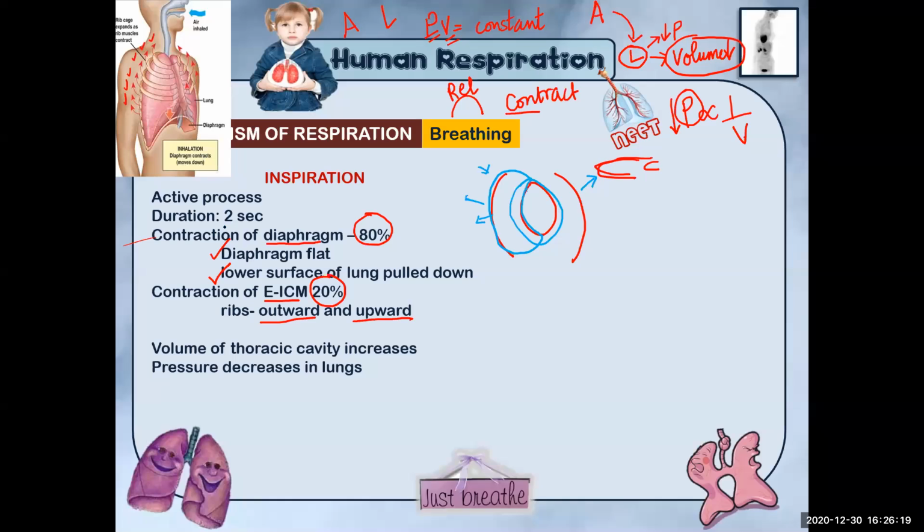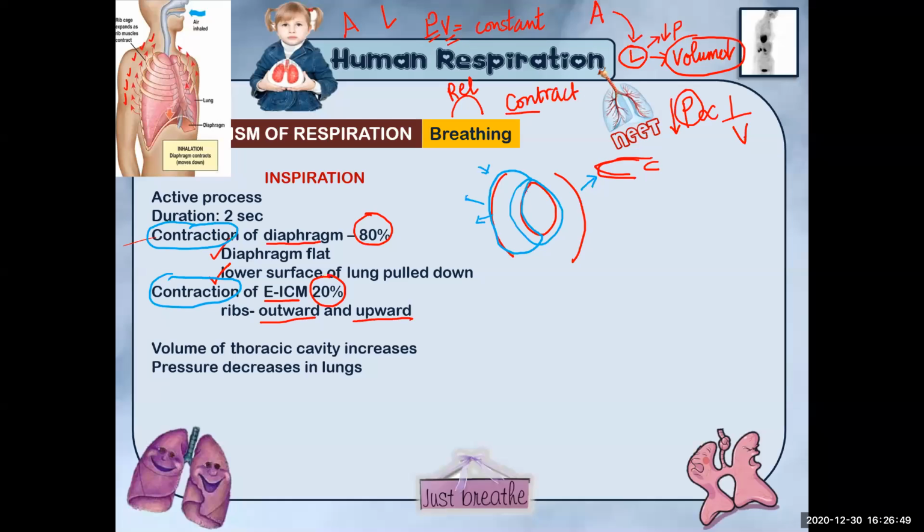So you realize that inspiration या breathing के लिए मुझे दो contractions चाहिए. एक contraction of diaphragm and contraction of external intercostal muscles. Both these muscles are what type of muscles? Skeletal muscles or smooth muscles? Diaphragm and external intercostal muscles, what type of muscles are they?